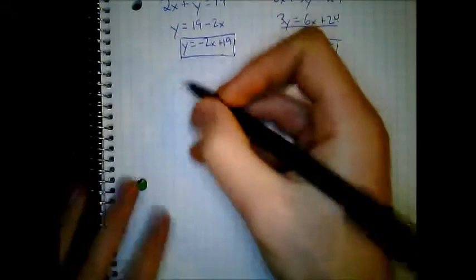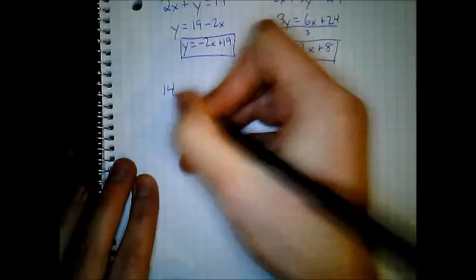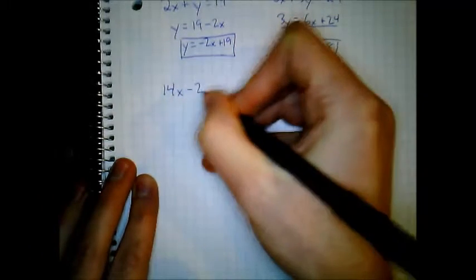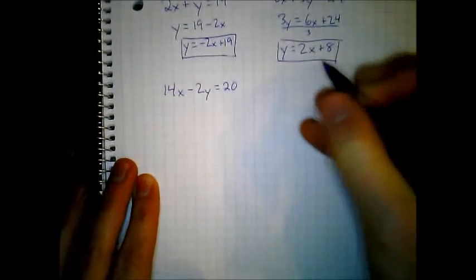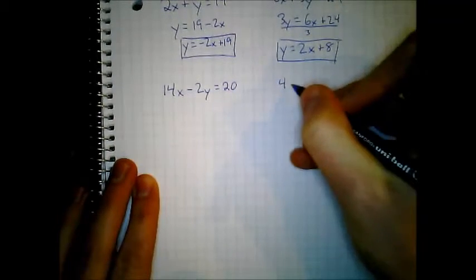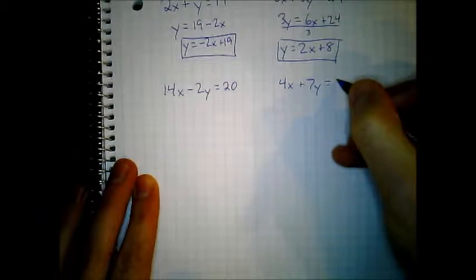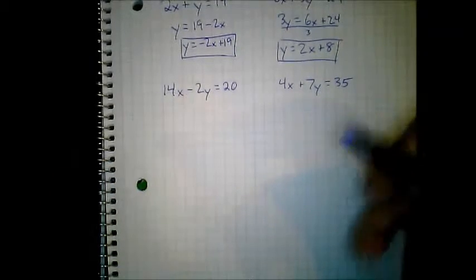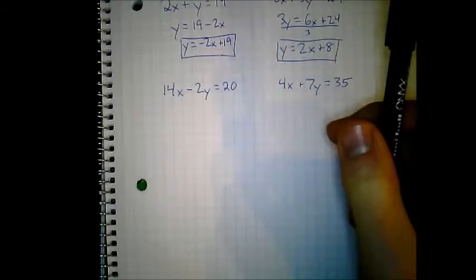Okay, now try these examples. So let's say we have 14x minus 2y equals 20, and 4x plus 7y equals 35. So press pause, try these, and then press play to check your answers.